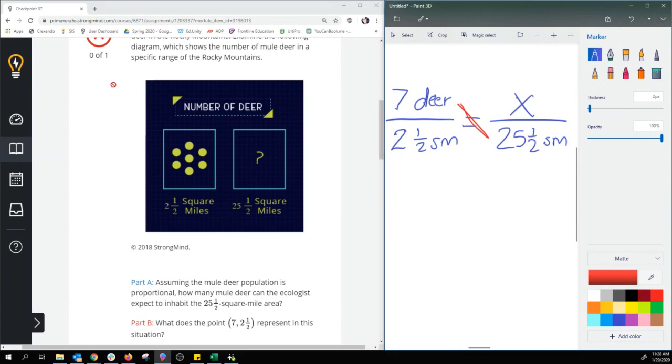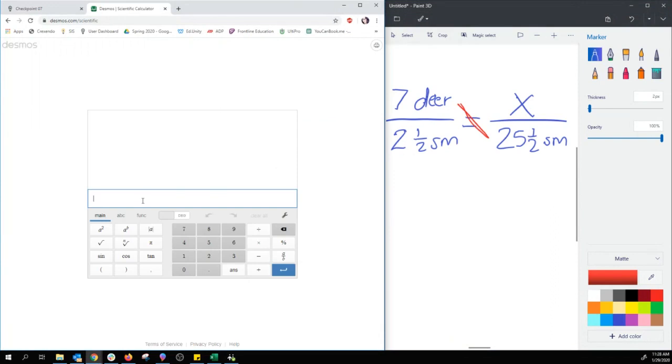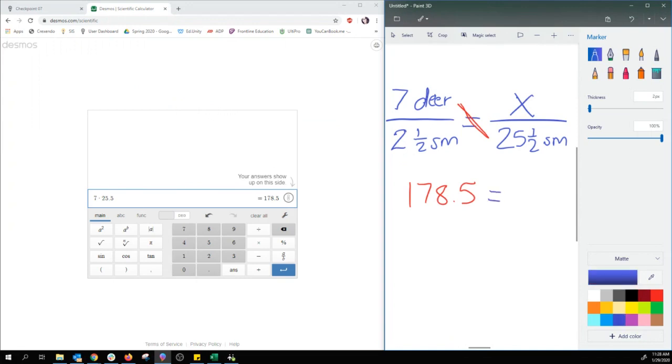So I'm going to pull up Desmos really quick. We got some fractions. So I'm going to do 7 times 25.5. I'm going to just make it a decimal. So 25.5, I'm putting 25.5. When I multiply those two, I get 178.5. And then my equal sign is going to stay in the center. So when you're cross multiplying, you multiply diagonally and you have an equal sign in between the two numbers. The next thing we're going to do is multiply x times 2.5.